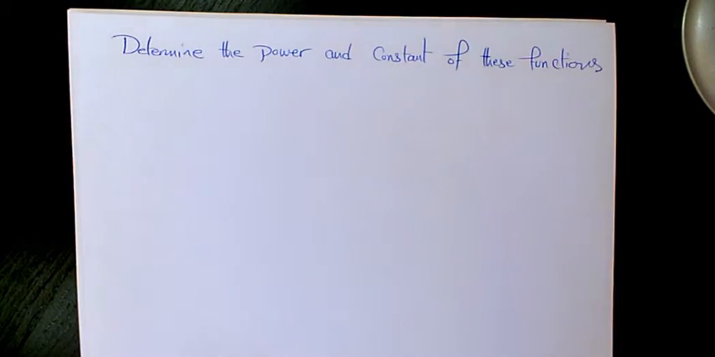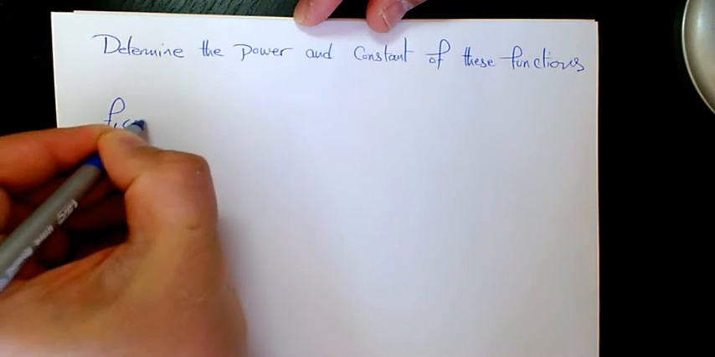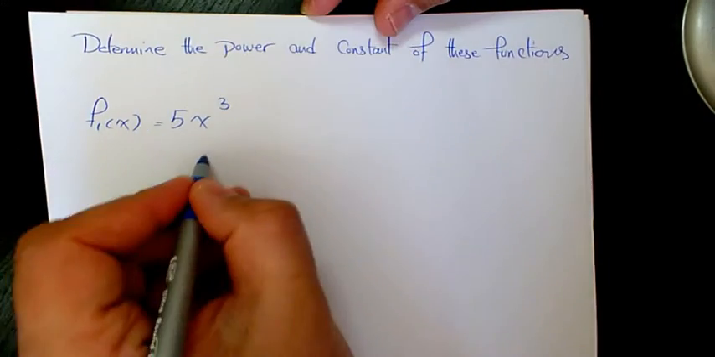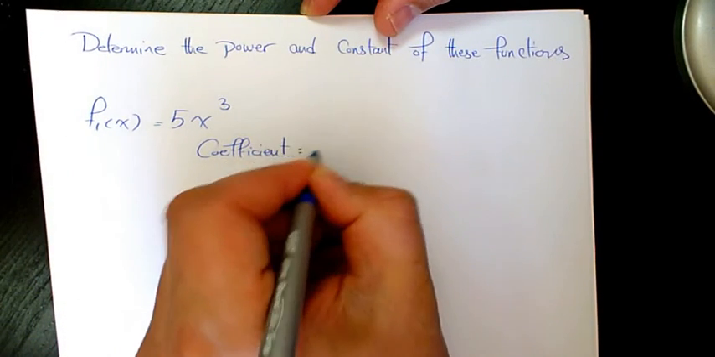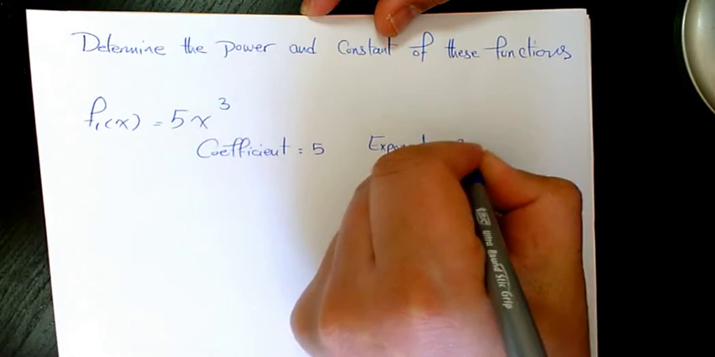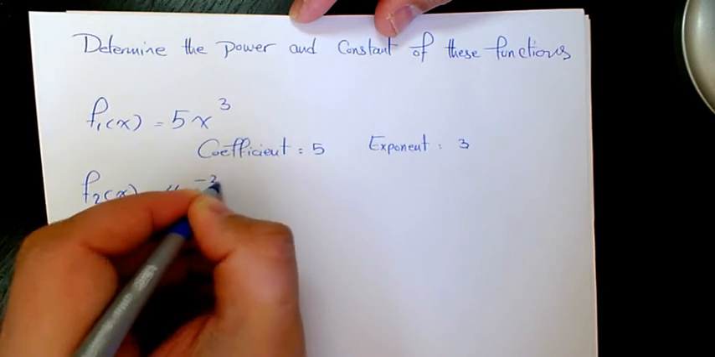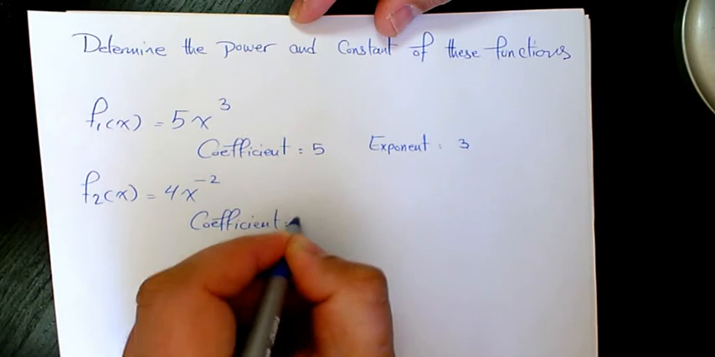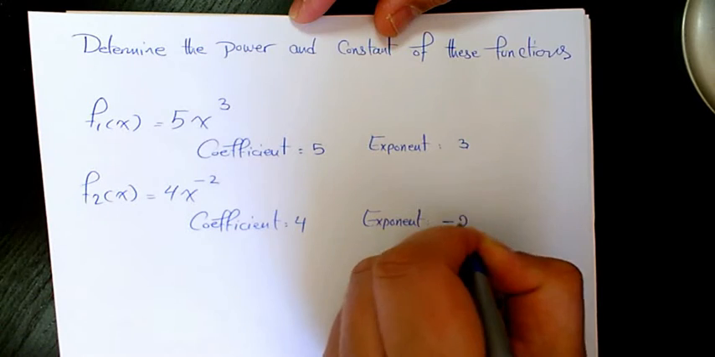Let's see some practice questions. Here it says determine the power and constant of this function. First function, I'm going to call it f1 of x, 5x to the power of 3. In this case, coefficient is 5, exponent is 3. Next function is 4x to the power of negative 2. In this case, coefficient is 4 and exponent is negative 2.